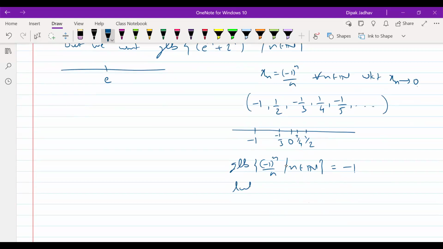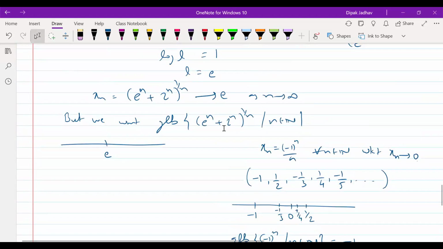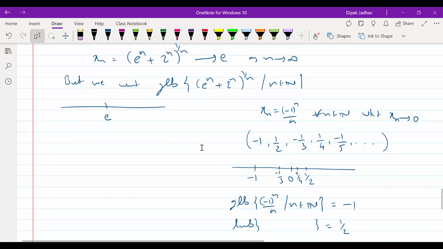In fact, the least upper bound of this set is half. So none of them matches the limit. So just by computing the limit, we can't say the greatest lower bound of this set is e. Is it okay now? Yes, sir. So that means we need something else.